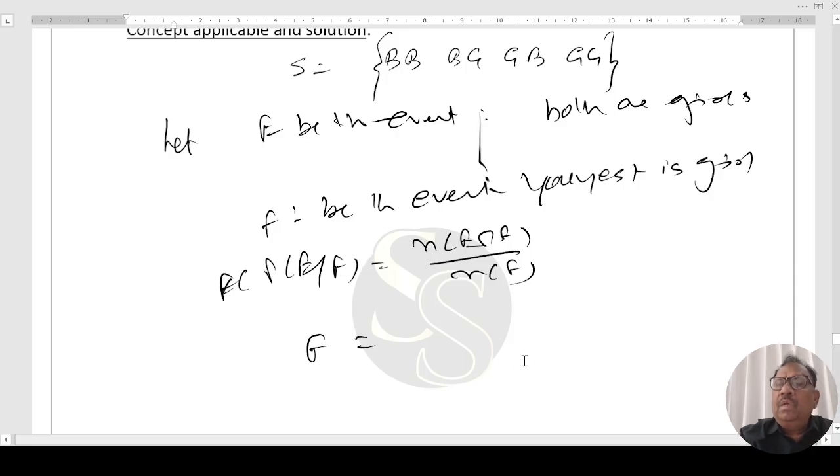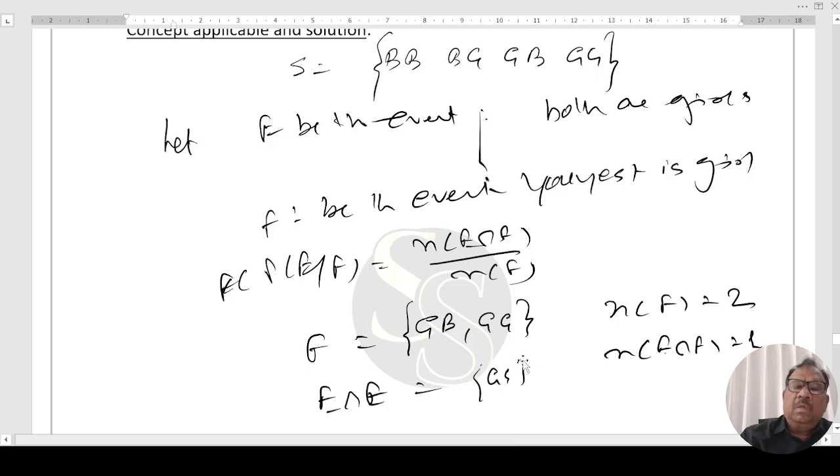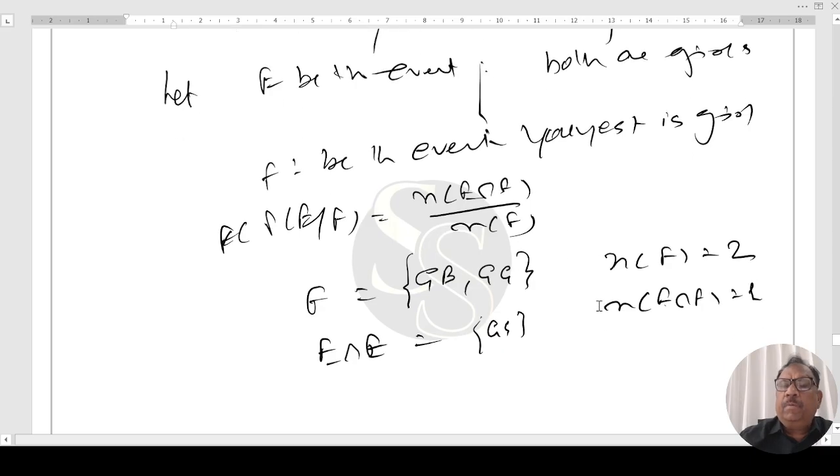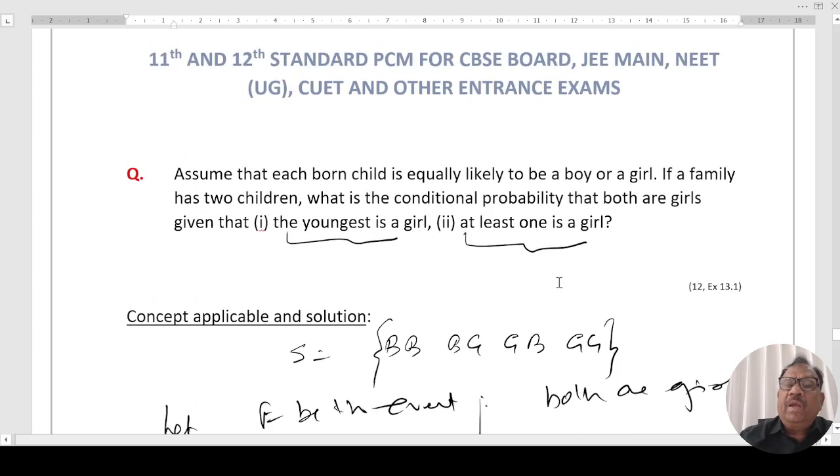What will the sample space of F be? Youngest is a girl, so boy girl and girl girl, right. The event E is both are girls, so E intersection F will be girl girl. N of F is 2 and N of E intersection F is 1. Therefore P of E over F will be equal to 1 by 2. That is the answer.